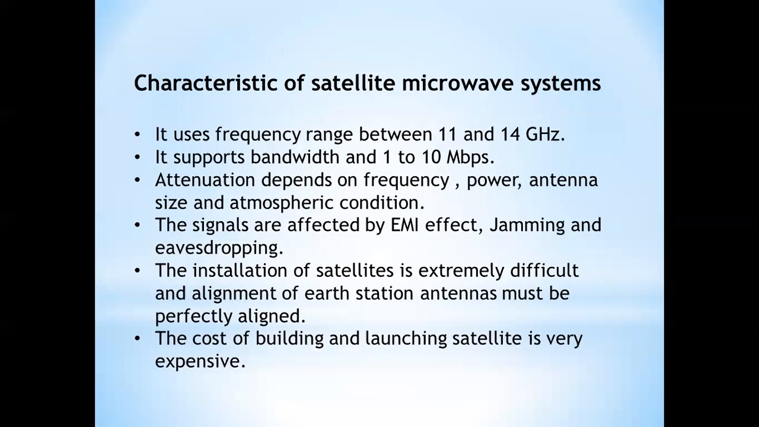Next is characteristics of satellite microwave system. Satellite microwave systems have the following characteristics. It uses a frequency range between 11 to 14 gigahertz. It supports a bandwidth of 1 to 10 Mbps. Attenuation depends on the frequency, power, antenna size, and atmospheric conditions. The signals are affected by EMI, jamming, and eavesdropping. The installation of satellite is extremely difficult, and the Earth station antennas must be perfectly aligned. The cost of building and launching a satellite microwave system is very expensive.